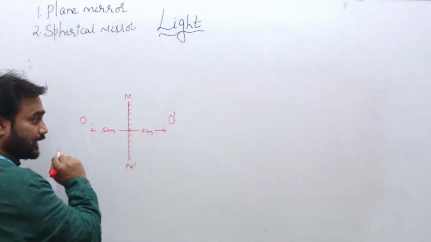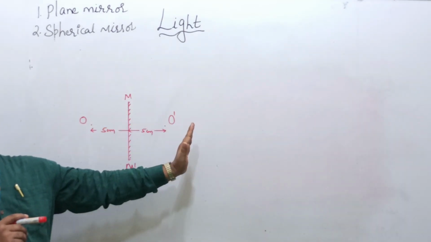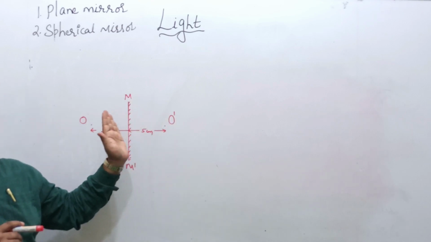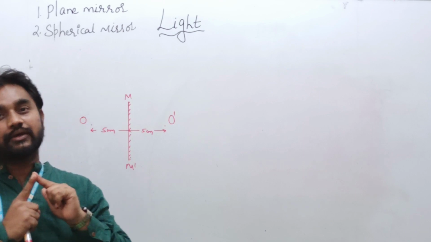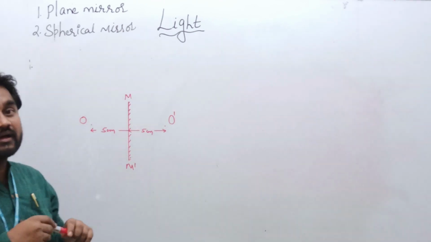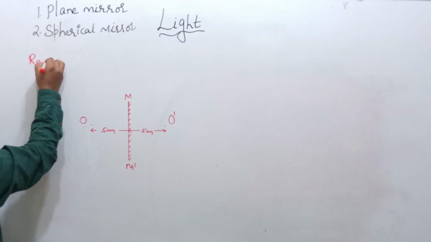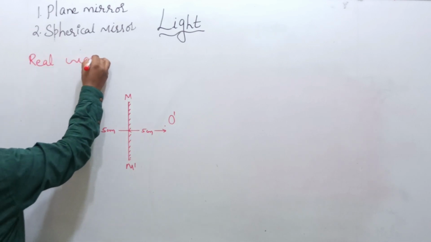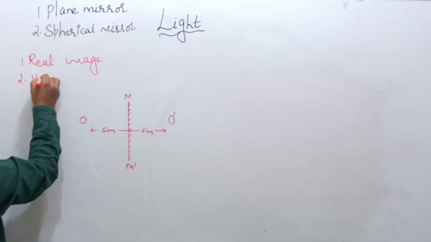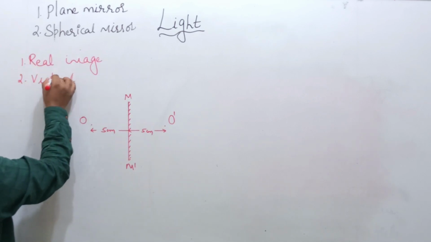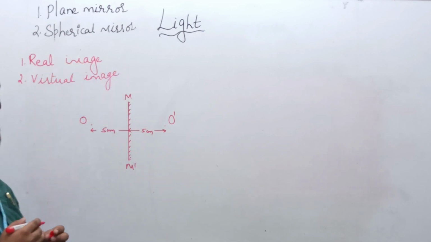Now the question arises: this distance is the same, right? The image is formed behind the mirror. The image is formed behind the mirror in a plane mirror. So there are two types of images. We call one a real image and the other one a virtual image. The second one is a virtual image.